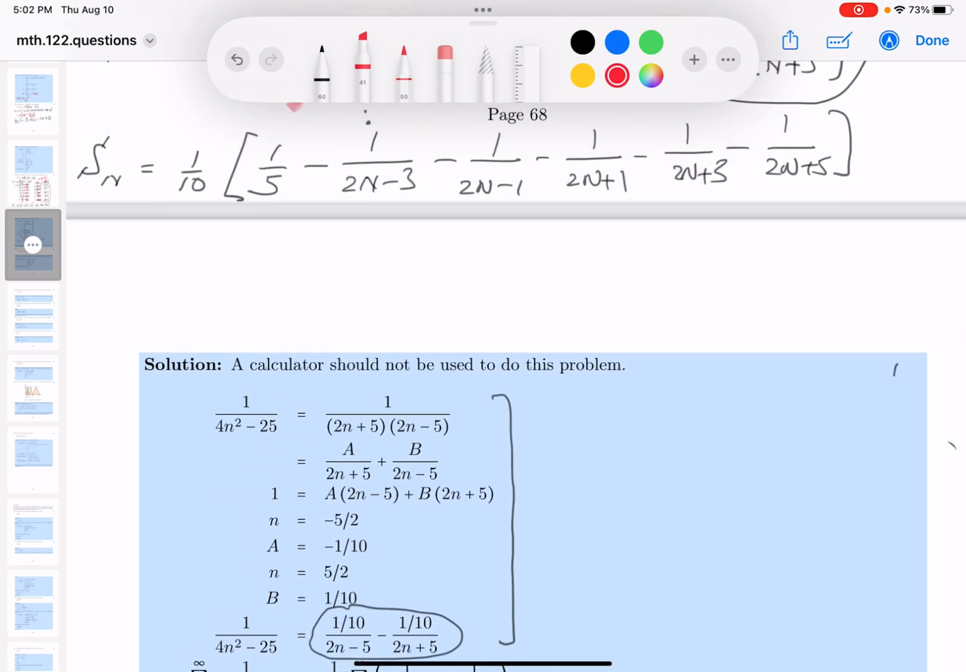What am I going to do now? I want to do S infinity, all right? So how do I do that? The limit as big N goes towards infinity of Sn. I'll do that in a moment. What's that going to equal?